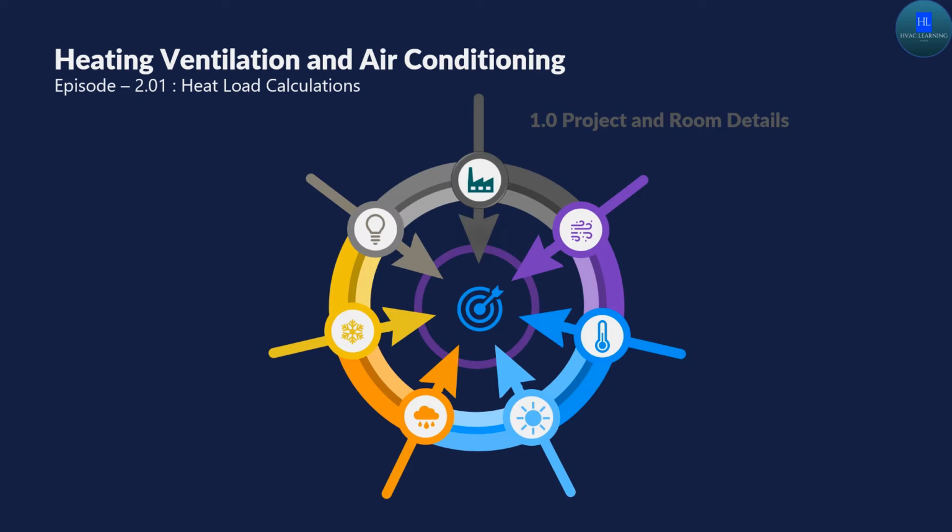So as a first step, we need to conclude what the project is and we need to collect all the room details, and if there is one room, we need to collect the room details. In the second step, we need to calculate what is the infiltration and what is the exfiltration from that area, so that we can conclude on what fresh air we need inside the area. That has to be added with the help of air handling units.